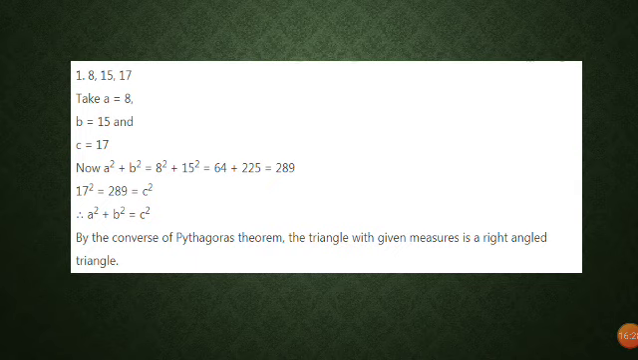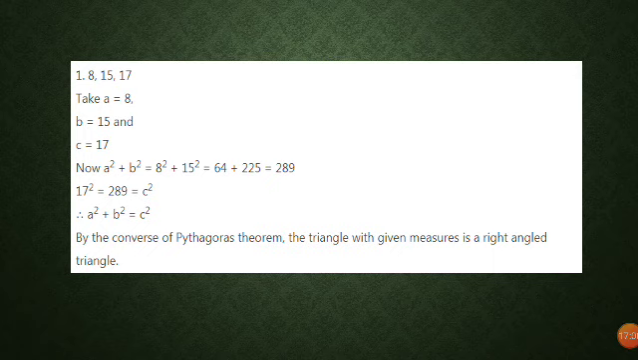8, 15, 17. Take A equal to 8, B equal to 15, C equal to 17. A square plus B square equal to 8 square plus 15 square, equal to 64 plus 225, 289. So 17 square equal to 289 equal to C square. A square plus B square equal to C square. By the converse Pythagoras theorem, the triangle with the given measure is a right angle triangle.